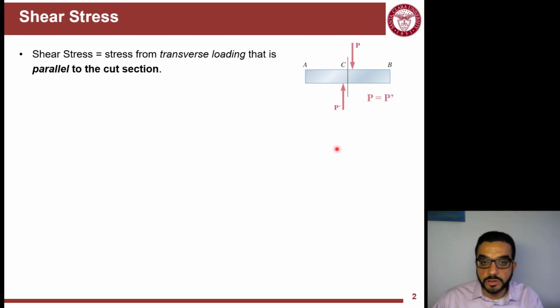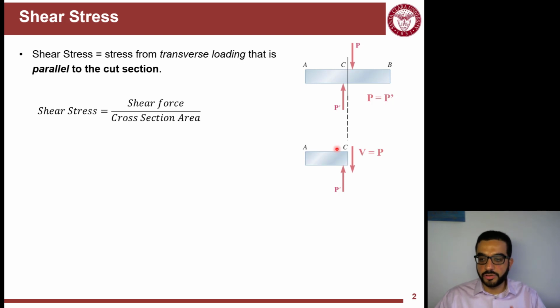Shear stress is the stress, a force over the area, but here it's a force generated by transverse loading. The internal force and the shear stress itself are parallel to the cut surface we're making in this member. So we have this scissor action, P and P, trying to shear or cut this member. So we do a slice in between these two members.